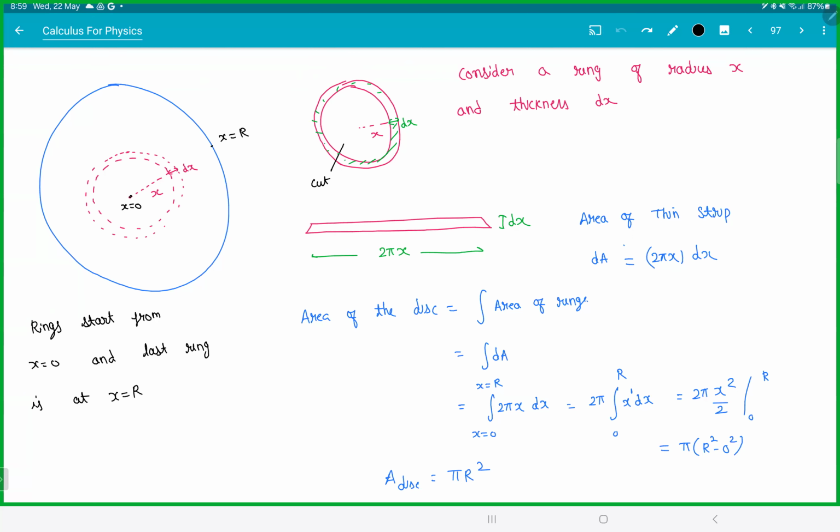All clear? Aishwarya? Anya? Clear? Soham? Om? Achita? Got the idea?